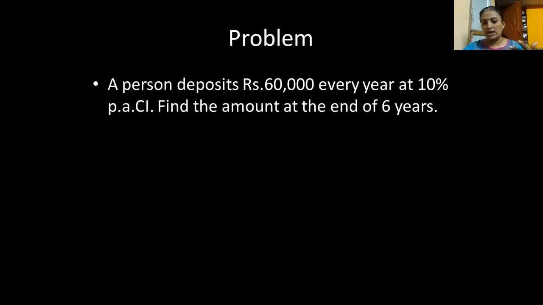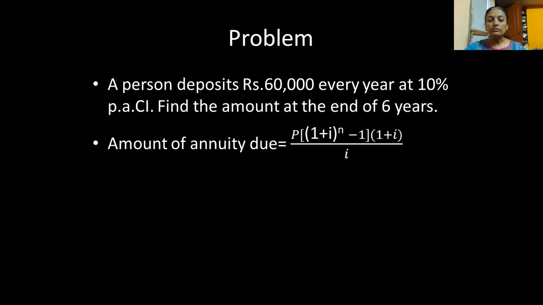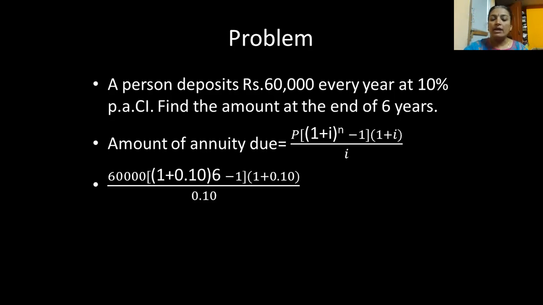Amount at the end of 6 years means you have to go for the next formula, that is P within the bracket (1 plus I) raised to the power of n minus 1, then 1 plus I should be multiplied once again, that is the additional part, and it should be divided by I. Here P is given as 60,000, 1 plus 0.10 raised to the power of n, that is 6 years, minus 1, then 1 plus 0.10 once again.